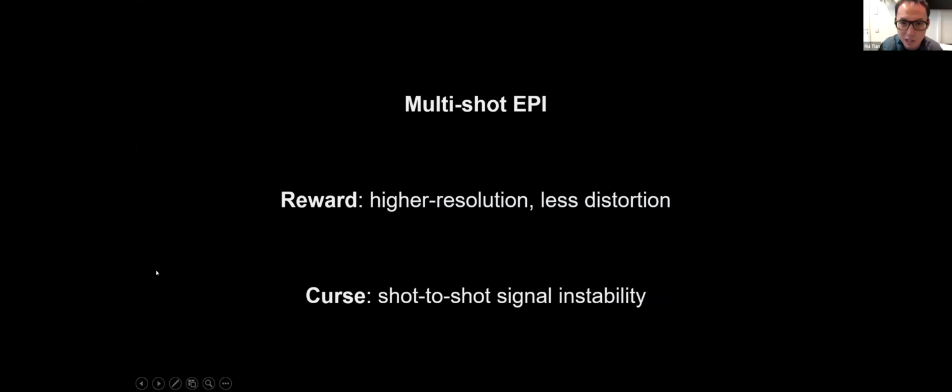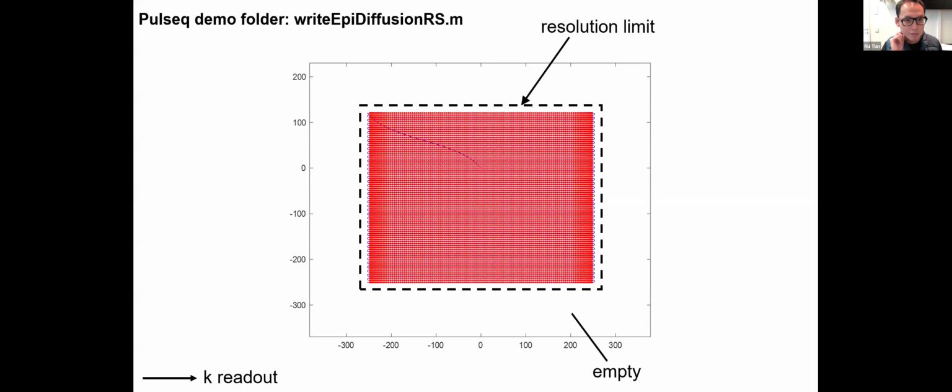EPI is actually a workhorse for neuroimaging. And if you do multi-shot, the reward is clear: it reaches a higher resolution and also less distortion. But it also comes with the curse of the notorious shot-to-shot signal instability, so that when you combine different shots, you will get artifacts. And here's an example of single-shot EPI in the Pulseq demo folder.